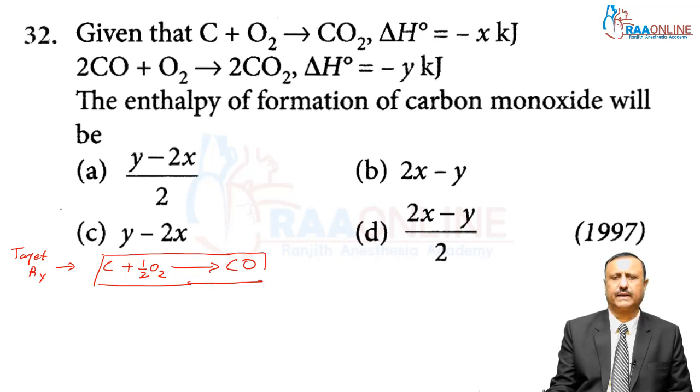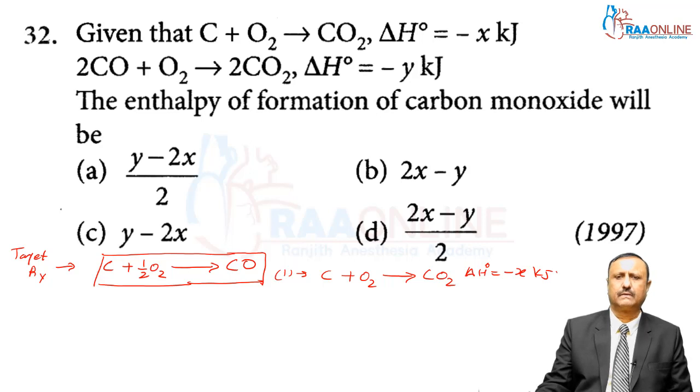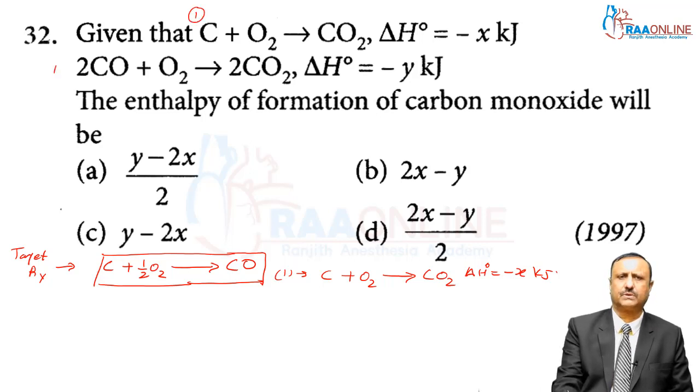And my dear students, we can achieve this target reaction by the two reactions given in the question. Carbon plus O2 to give CO2, delta H is equal to minus X kilojoule. Here carbon is on the reactant side, CO2 on the product side. Here you can keep this carbon in reactant, no problem. But you can see this is reaction number 1 and this is reaction number 2.